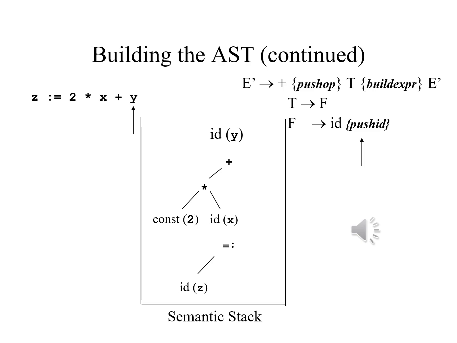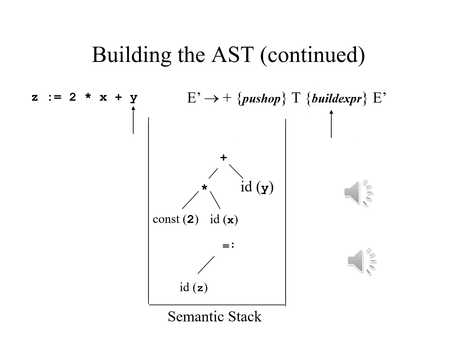Having gotten past push op in E prime, we now are looking at a term. That means we're looking at T derives F, which means we're looking at F derives identifier. Having found the identifier, we now push it onto the semantic stack. Having gotten by the factor and the term, we're now ready to build the expression. What this means is we pop the identifier, we pop the tree fragment, and the identifier becomes the right child of the tree fragment with plus at the root.